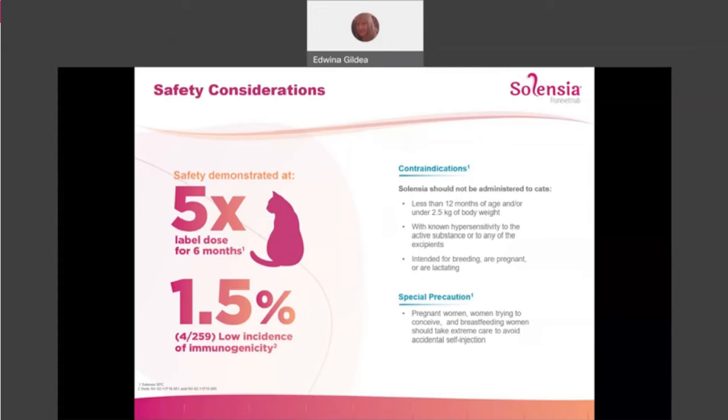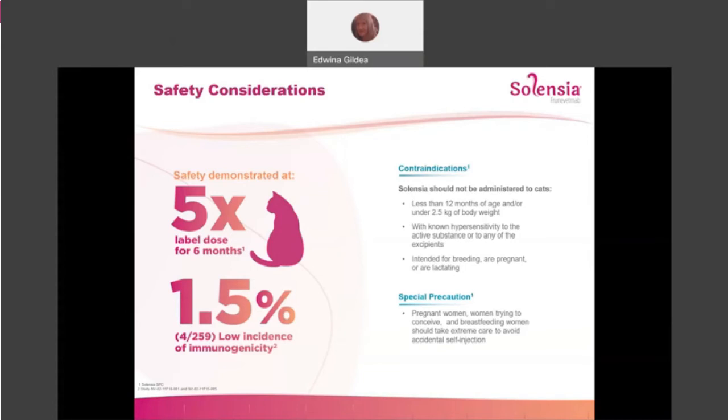In relation to contraindications on the SPC, it's important to reflect what that is. So Silencia should not be administered to cats less than 12 months of age or under 2.5 kilos body weight. We know that nerve growth factor is important in the developing fetus and the newborn, so it's important that we don't give an anti-NGF in relation to these early ages.